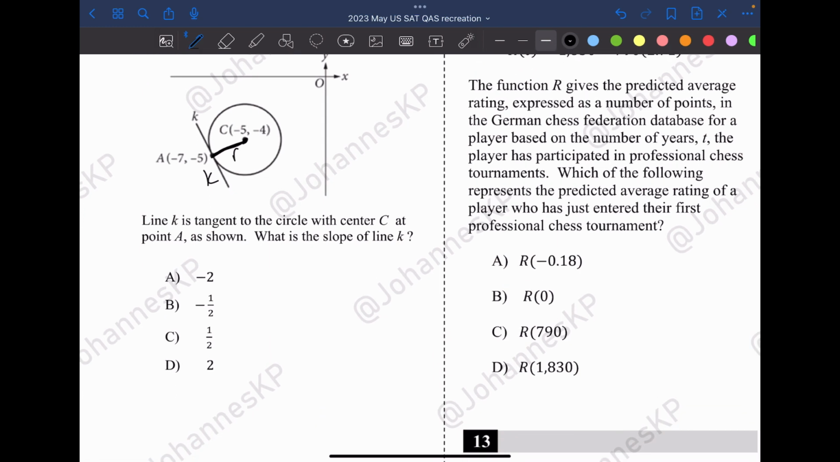But yeah, so first let's find the slope of R. How would we find that? We have 2 points already. So we have this point, and we have this point.